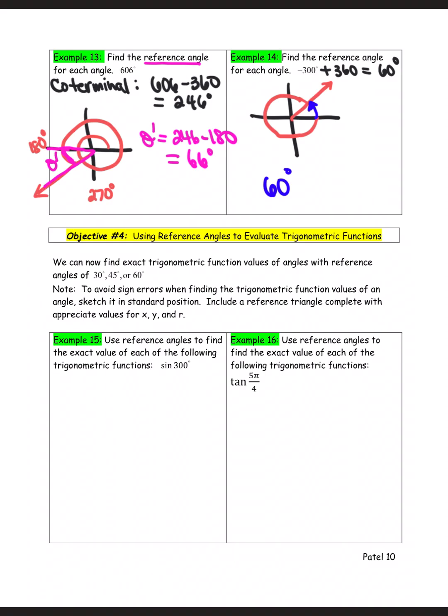So we're going to use a reference angle to find the exact value of sine of 300. So first I'm going to sketch 300. So here's my vertex, my initial side. We have 0, 90, 180, 270, and then 300 will be between 270 and 360.